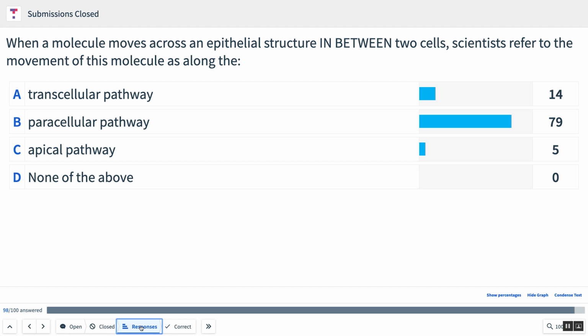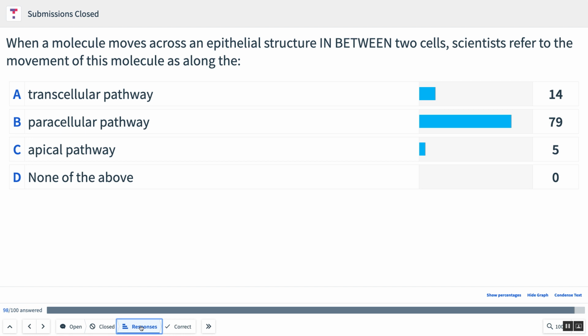Transcellular pathway means that these molecules are moving through the cells. They're going across the apical or basolateral membrane by a channel or a transporter, and then crossing the opposite membrane. If it was the apical, then the opposite membrane is the basolateral membrane. So in other words, the transcellular pathway is moving molecules through the cell. Paracellular pathway means that molecules are moving in between two cells across that tight junction.